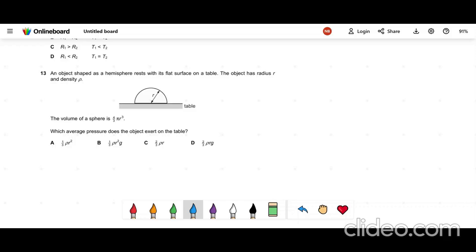Okay, let us check what that pressure formula will be. Force per area. Force will be mass into gravity per area. Sorry, we don't know the mass. We know only the volume of that hemisphere. So how can we calculate that volume? Volume of the sphere will be 4 by 3 pi r cubed. Hemisphere will be just 1 by 2. That is the volume of the hemisphere.